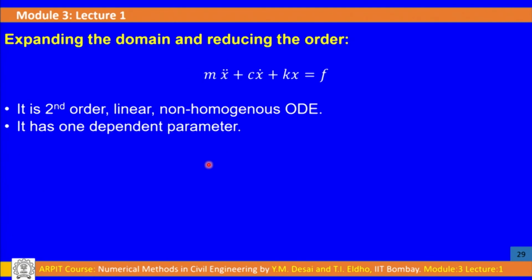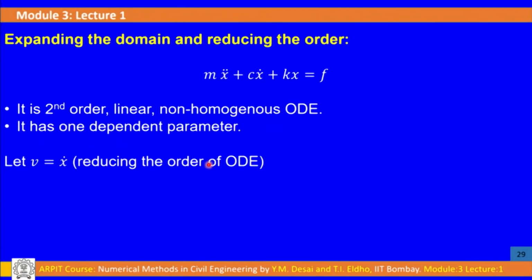Our unknown function is x, only one unknown function. If I want to reduce the order of this differential equation, I expand my parameter space. And how do I do that? I introduce one more parameter. Let us say v, velocity, equal to x dot. And when I substitute v for x dot in this equation, what do we get? m v dot plus c v plus k x equal to f. So, now I have two first order ordinary differential equations compared to a single second order differential equation.